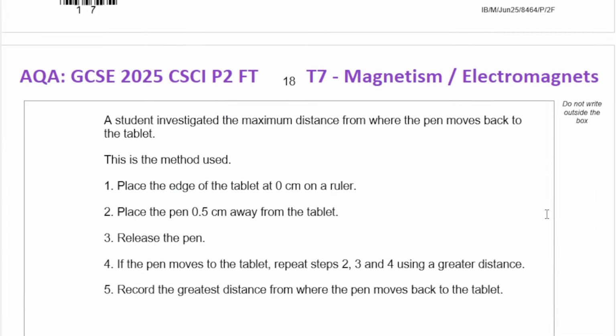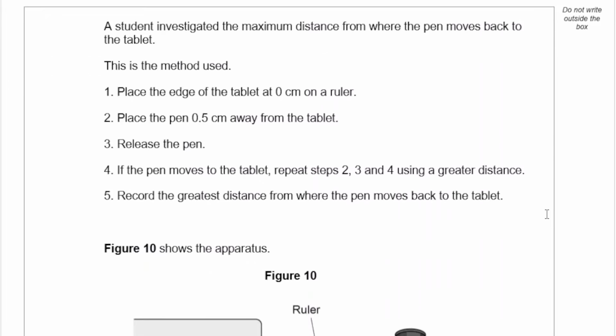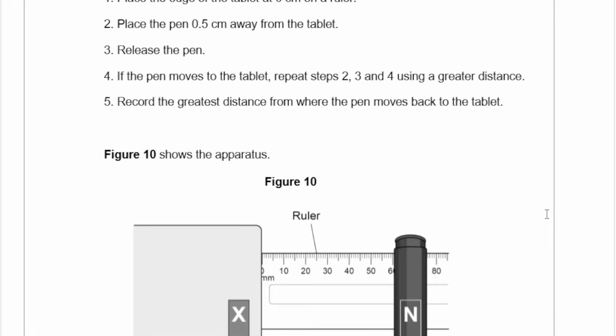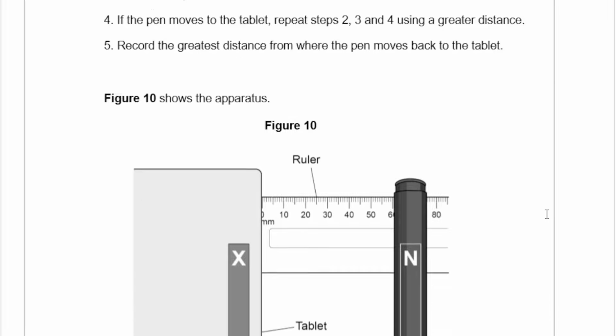A student investigated the maximum distance from where the pen moves back to the tablet. This is the method used. Place the edge of the tablet at 0 on a ruler. Place the pen 0.5 centimeters away from the tablet. Release the pen. If the pen moves to the tablet, repeat steps 2, 3, and 4 using a greater distance. Record the greatest distance from where the pen moves back to the tablet.